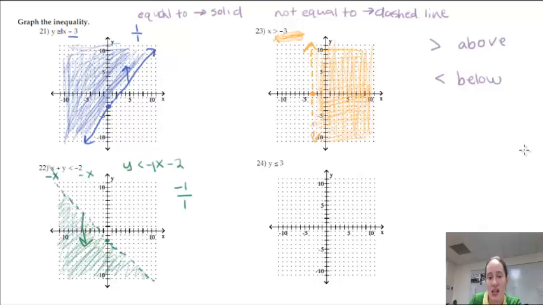24, we need to shade less than or equal to 3. So we go to 3 on the y-axis and we draw a horizontal line. And since it's equal to, it's a solid line. Less than or equal to, just like before, we can say, okay, well, we're going to graph below, and hopefully it's obvious on this one which direction is below, but hey, maybe it's not, so you can make your little arrow there and figure out which way is below. Okay.